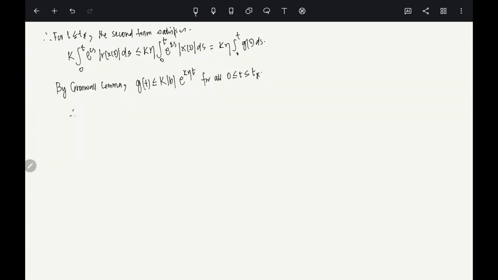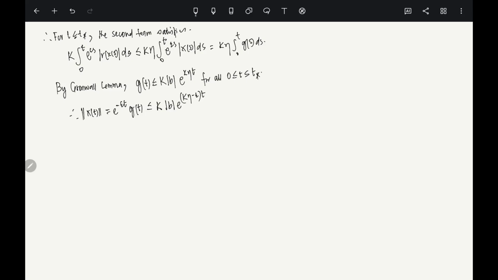So, therefore, what you have is the norm of x of t, which is e power minus epsilon t g of t. Now, if we put everything together, it is less than or equal to k times mod b e power k eta minus epsilon t. That's what we have, right?